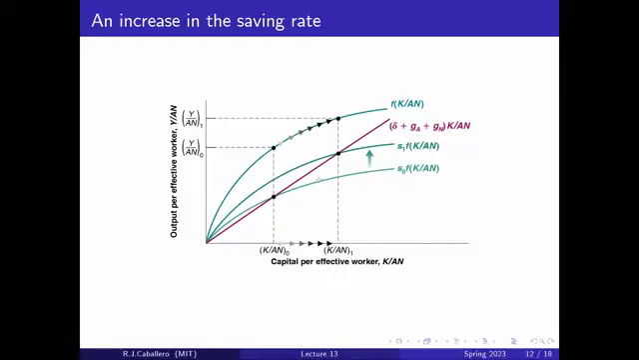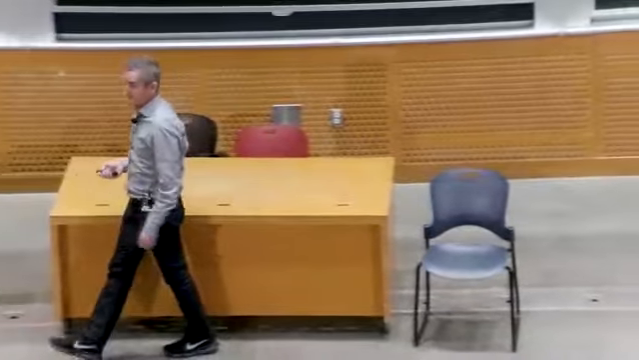Okay? But eventually, decreasing returns will kick in here as well, and that transitional growth will stop, and we'll end up at a higher level of output per effective worker and a higher level of capital per effective worker, but the rate of growth in the long run will not be affected by the saving rate. We'll get more transitional growth, but we will not get faster long-term growth.